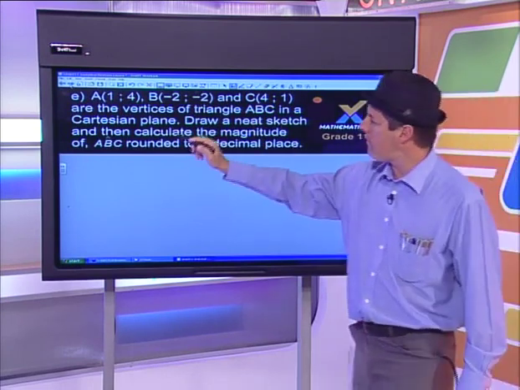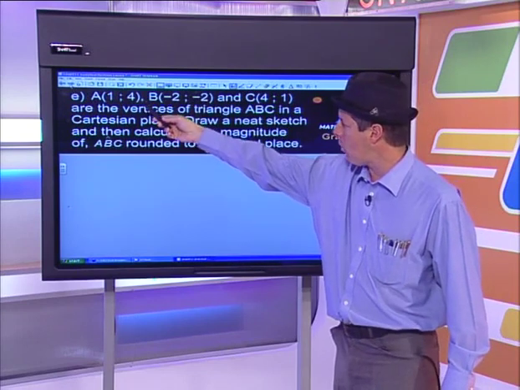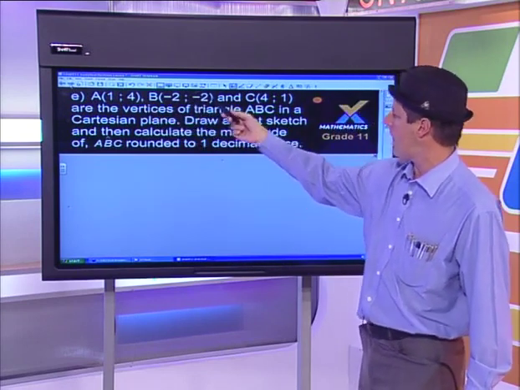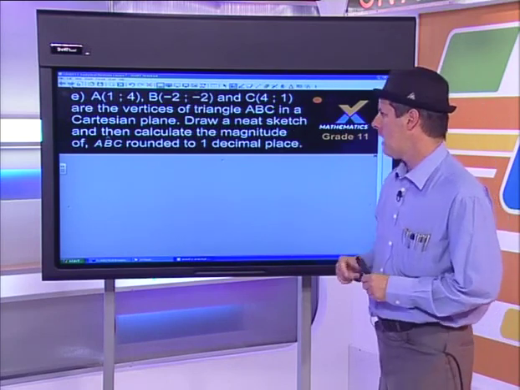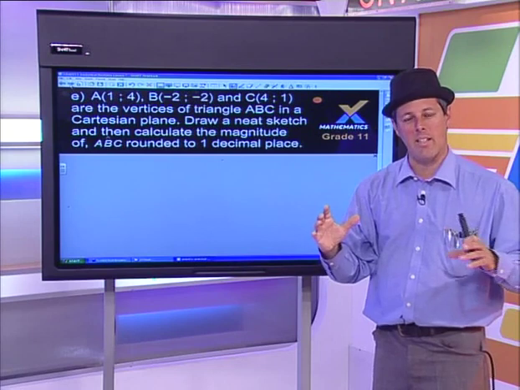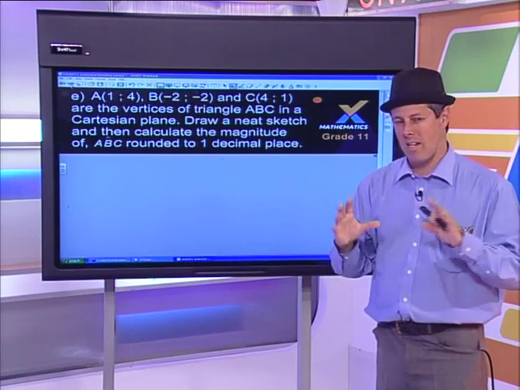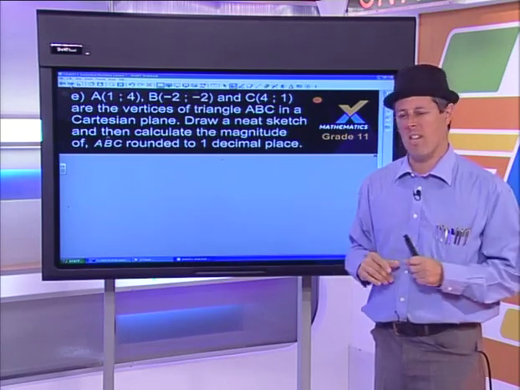So I'm given 3 vertices. Point A (1, 4), point B (-2, -2), and point C (4, 1) are vertices of a triangle. Now before you even carry on, draw that. Get an idea of what it looks like. It doesn't have to be perfect, but draw a sketch.